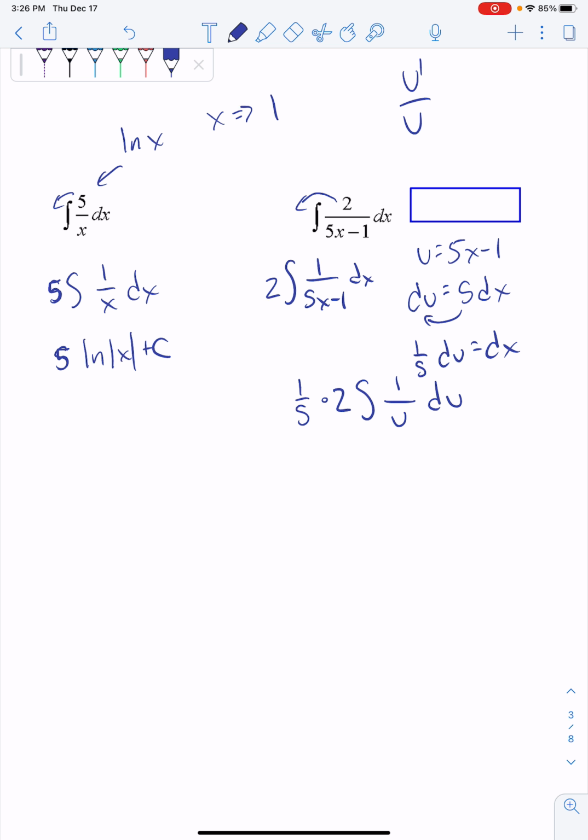So now when I integrate, this becomes 2/5, and I want that u, I'm going to change that up to be u to the negative 1.